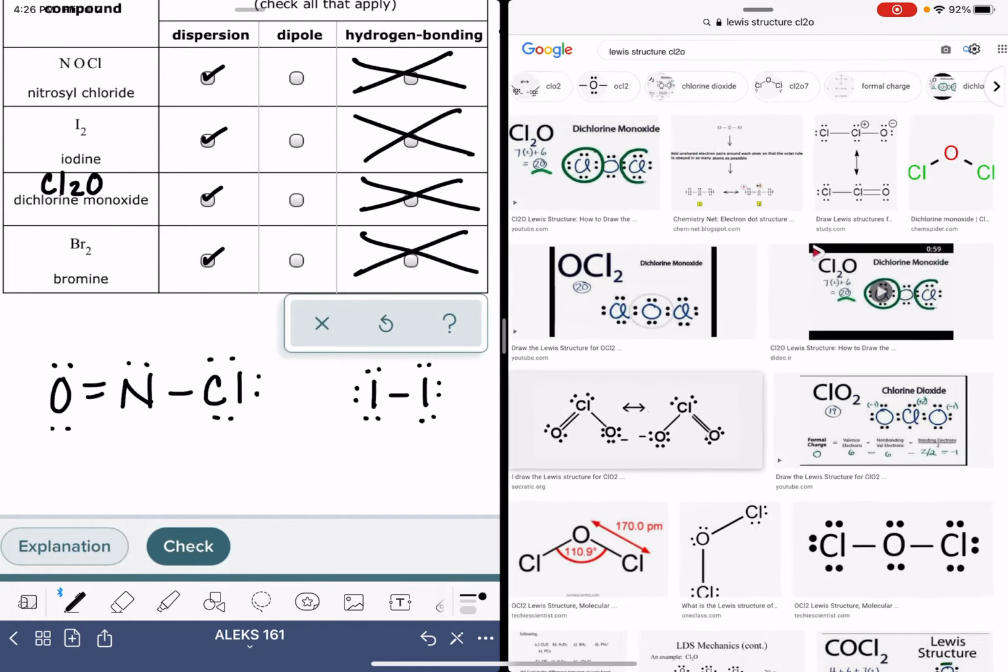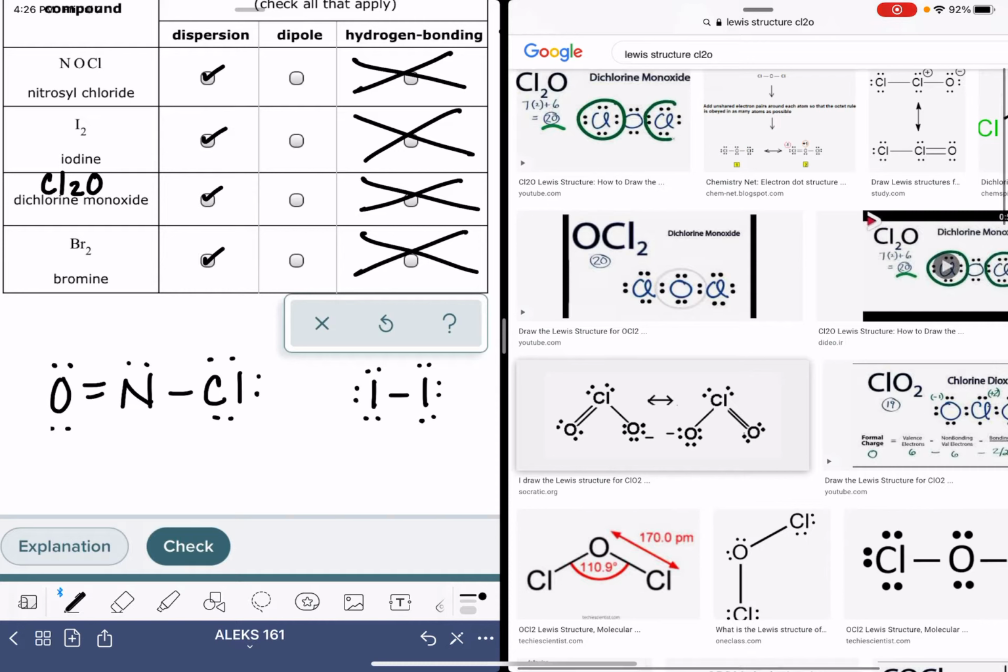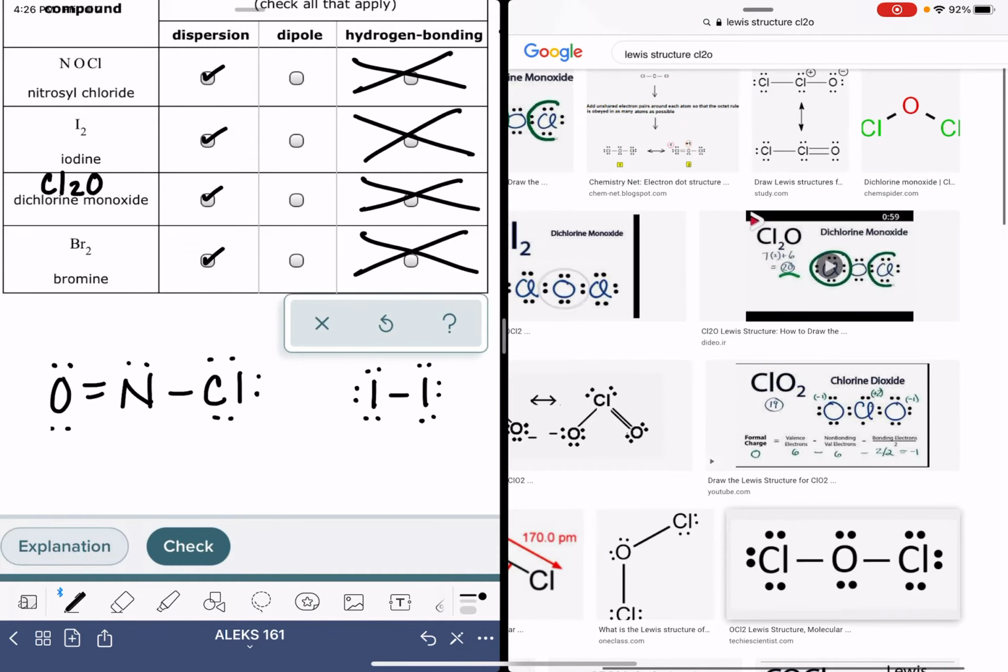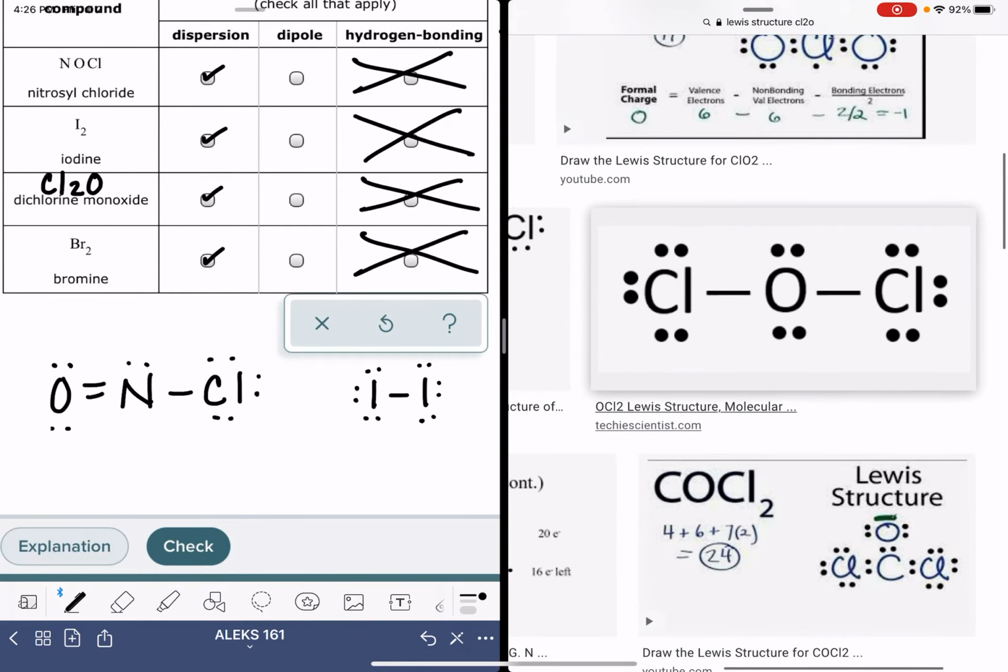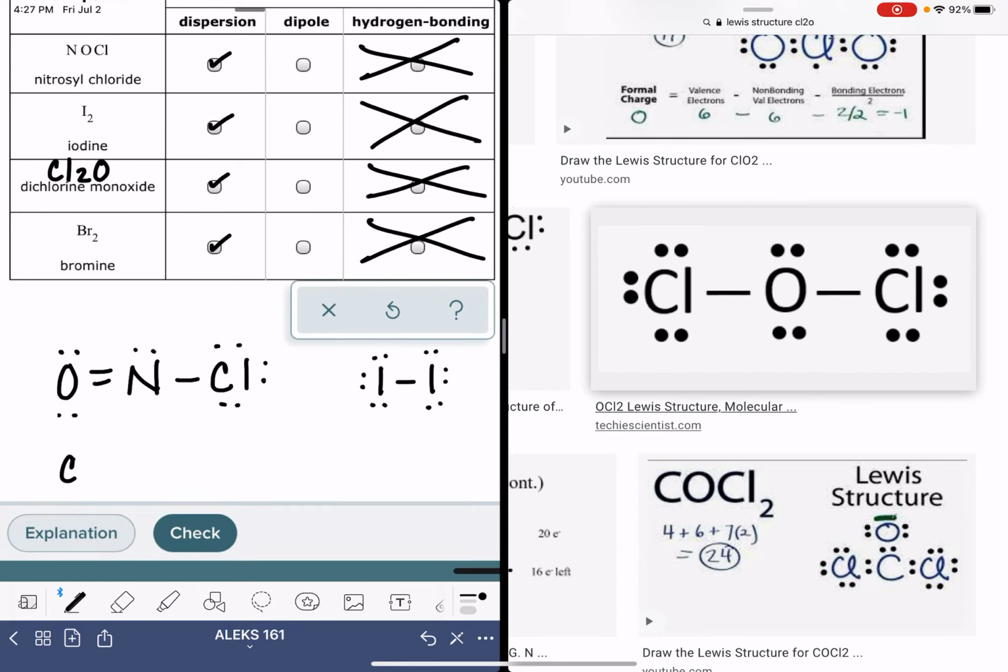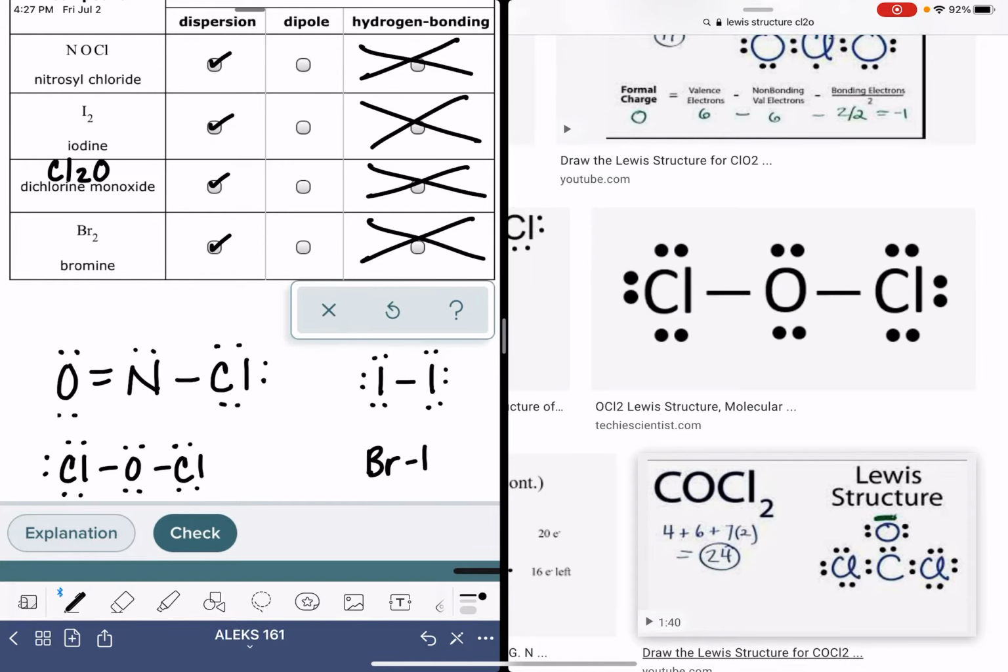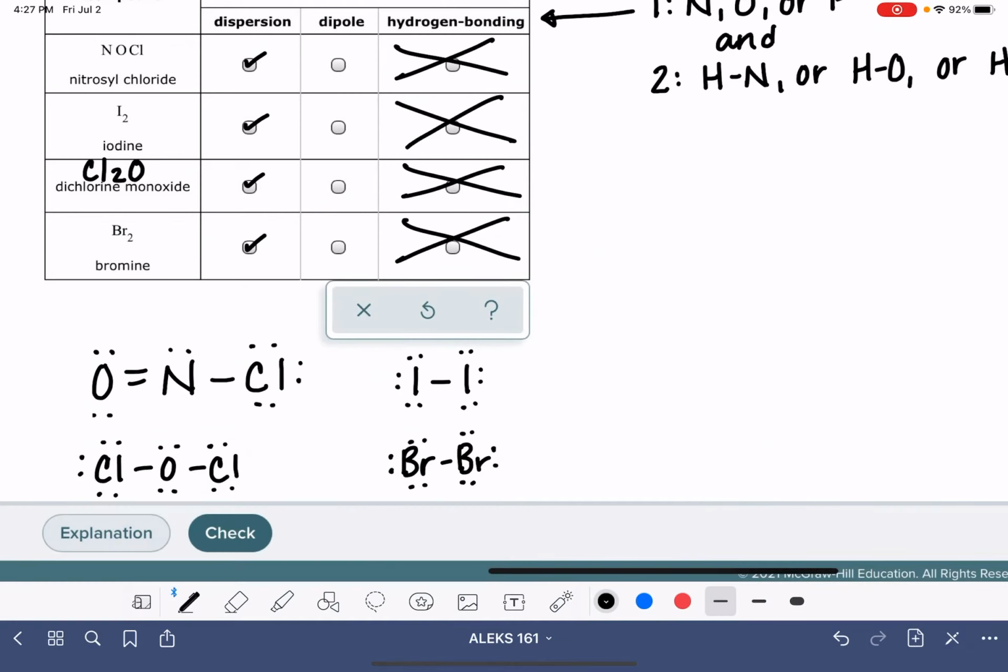And looks like there's the Lewis structure for that guy. I see a couple that look pretty similar. I'm going to copy this one. That looks like the easiest one to copy. And you want to make sure that you're getting all of the lone pairs when you copy these Lewis structures. And my last Lewis structure, bromine, I know the Lewis structure for that molecule, so I'm going to copy it. Or I'm just going to write it down from memory.